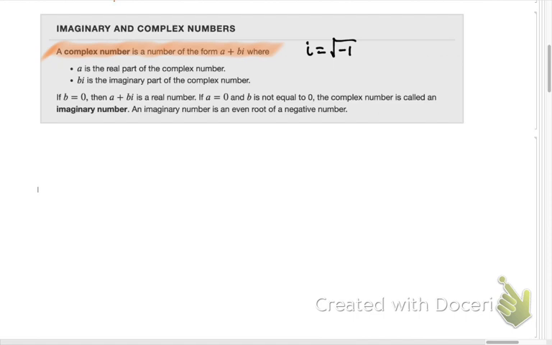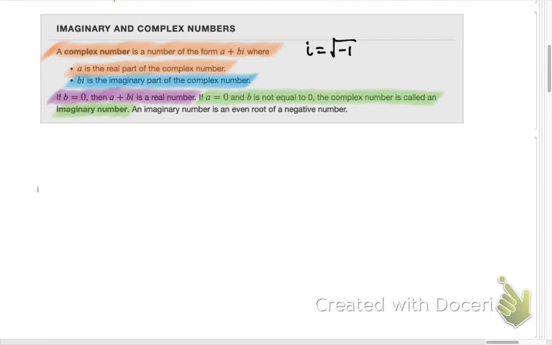Okay, so any complex number can be written in the form a plus bi, where we call a the real part of the complex number, and the multiple of i, bi, is what we call the imaginary part of the complex number. If b is equal to 0, then a plus bi just ends up being a real number. And finally, if a is 0 and b is not 0, the complex number is what's called imaginary.